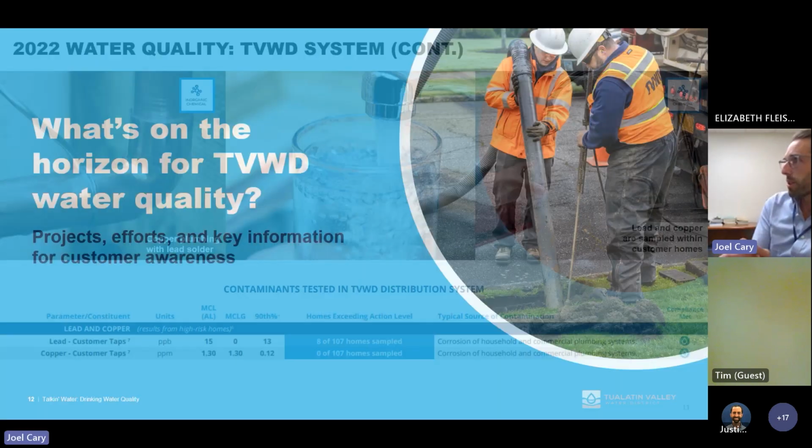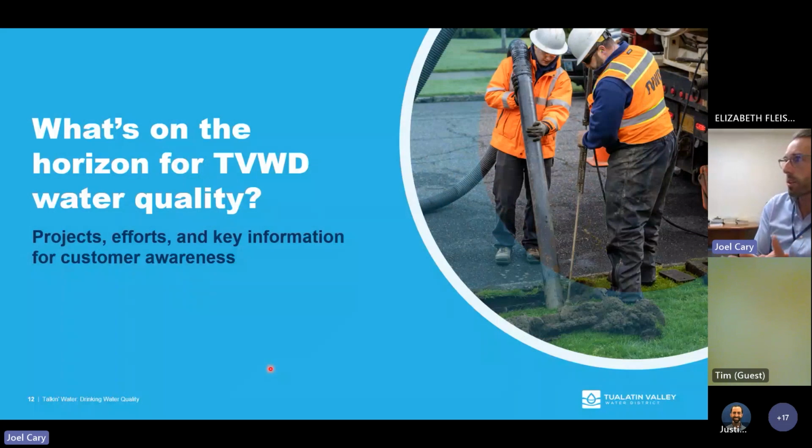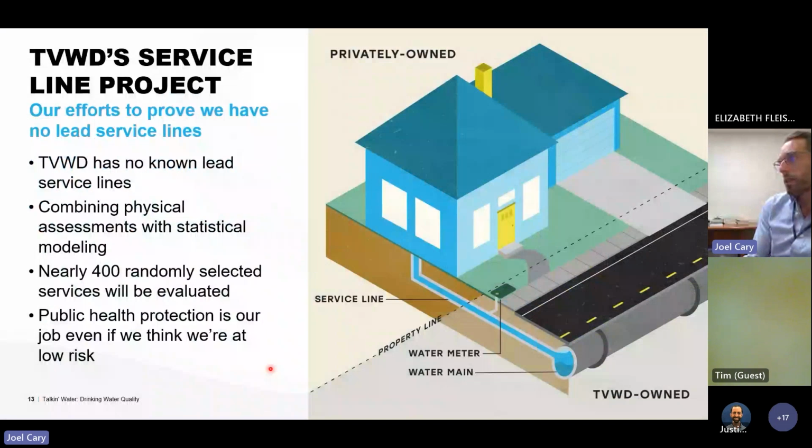So some other important things we wanted to touch on: what's on the horizon for TVWD's water quality, some project efforts, some key information coming up over the course of the next couple of years. Another project we have going related to water quality is what we call our service line project. So again, there's a lot of news stories right now about lead. We'll talk about PFAS in a minute.